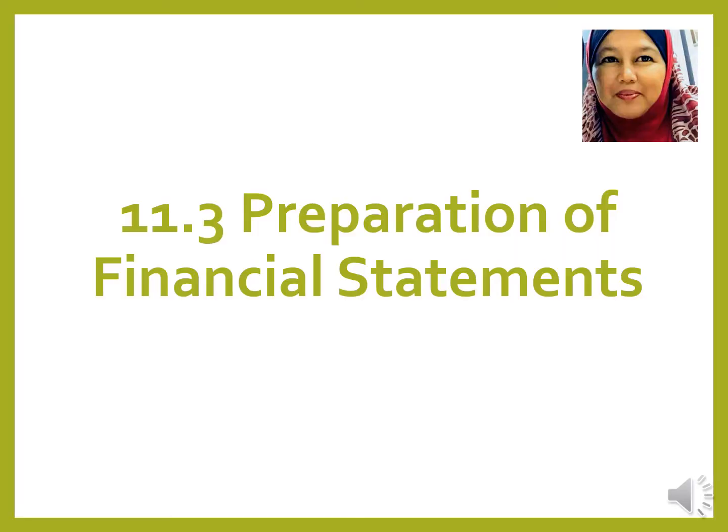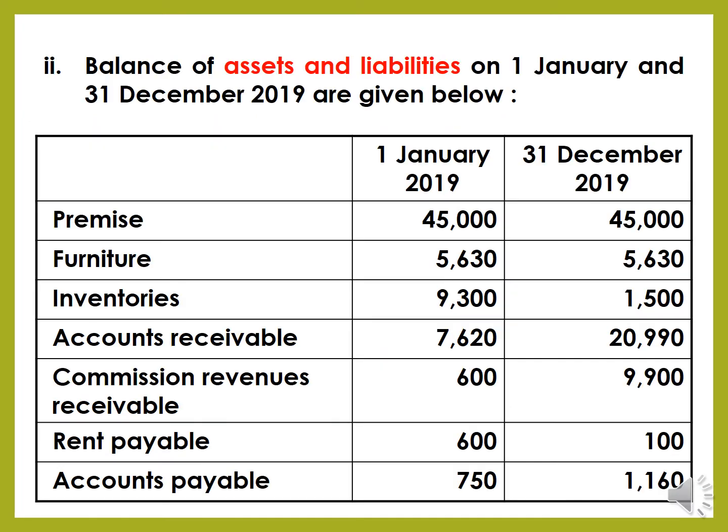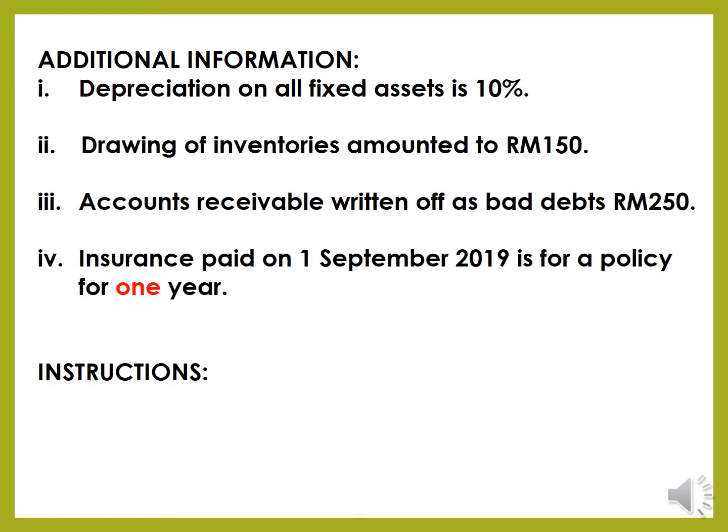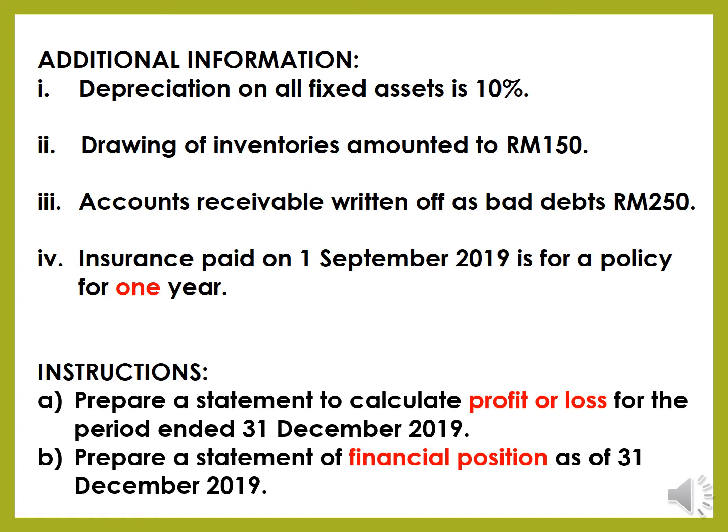Preparation of financial statement. Before we go further, let us take a look at the question again. In example 4, the following data is taken from the financial record of each company as at 31st December 2019. It has given the cash book record, balance of assets and liabilities, additional information, and you are required to A. Prepare a statement of profit or loss, and B. Prepare a statement of financial position.